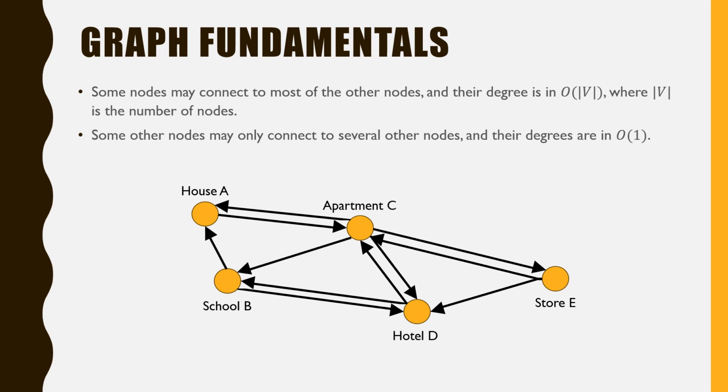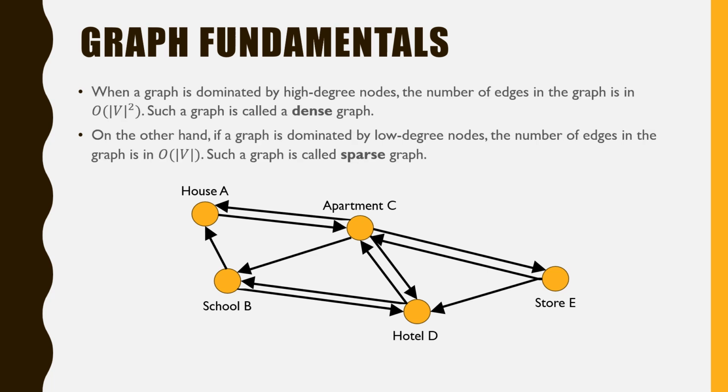Some locations in the city can be highly accessible, connecting to many roads. The corresponding nodes in the graph therefore have high degrees. Specifically, if a node is connected to every other node in the graph, its degree is V minus 1, where V represents the total number of nodes. In other words, such nodes have degrees on the order of O(V). On the other hand, some nodes are only connected to a few others, making their degrees on the order of O(1).